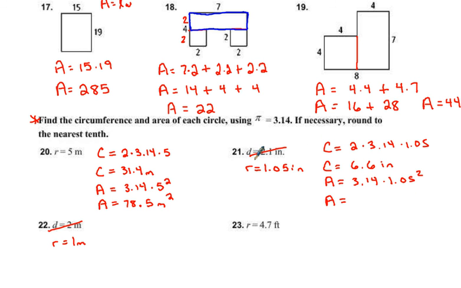That means you're going to have an area equal to 3.5 inches squared. All area is square units, so 3.5 inches squared.